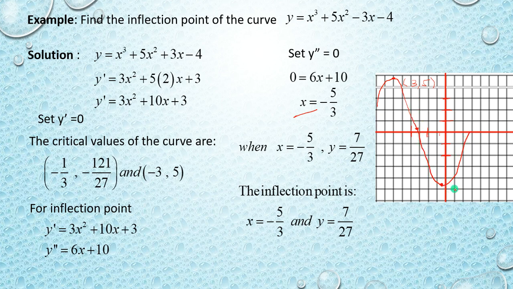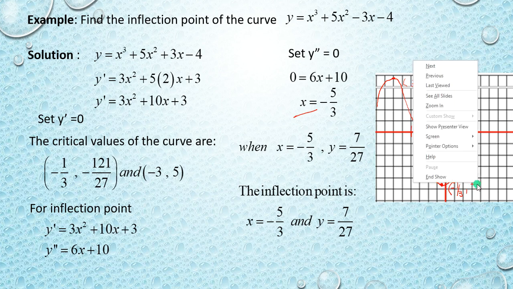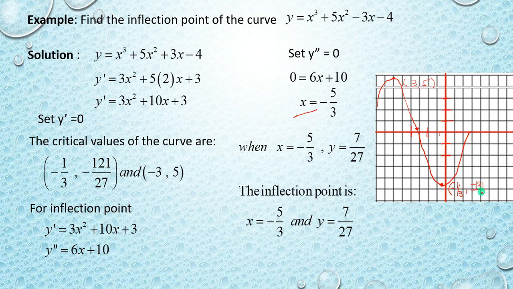So this is negative 1/3 and negative 121 over 27, and this is the inflection point, negative 5 over 3 and 7 over 27. So that is the inflection point where the curve changes from concave downward to concave upward. So that's our example. Thank you very much. I hope you learned in this topic.